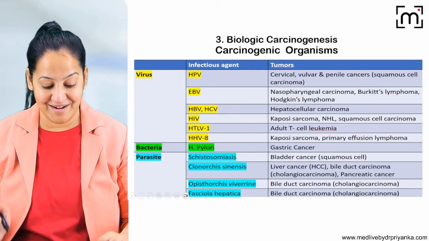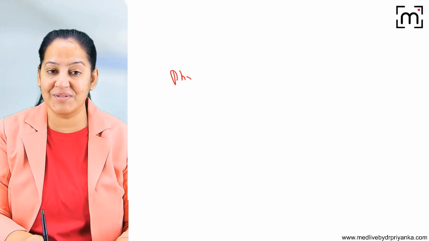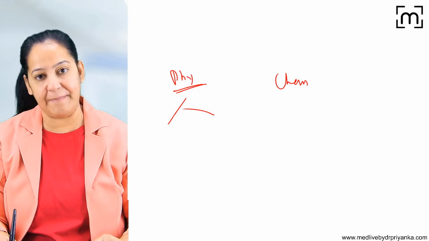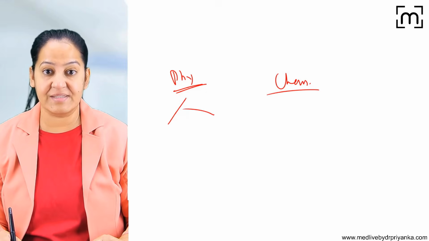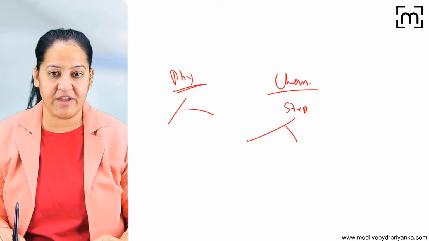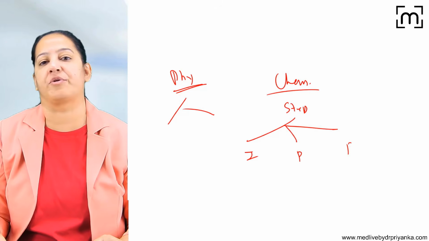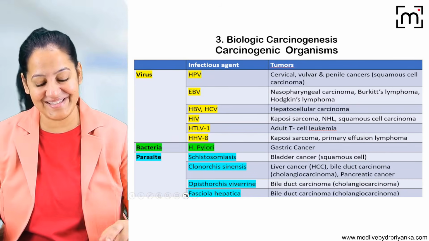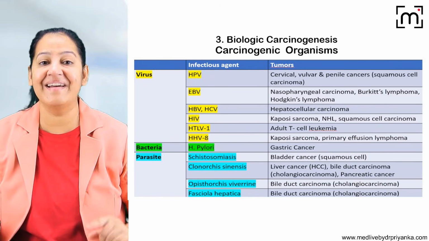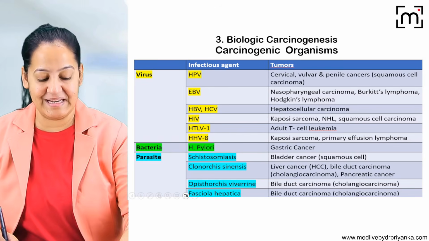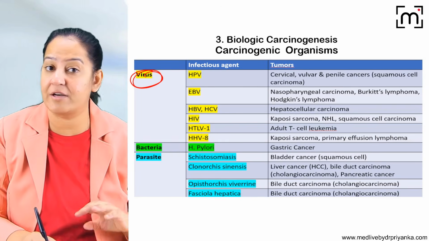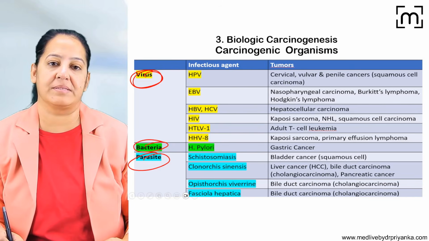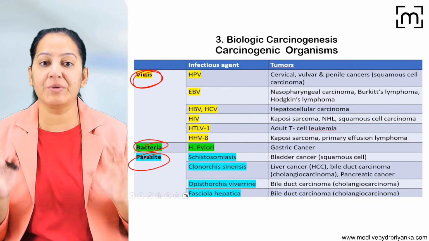So we are done with chemical carcinogenesis. We are done with physical carcinogenesis, in which I have discussed the radiations, UV and IR. We have discussed chemical carcinogenesis, in which I have discussed the 3 steps: initiation, promotion, progression. And finally, I'm coming to the last, biological carcinogenesis. So let's start biological carcinogenesis. In biological carcinogenesis, basically we have certain viruses that cause cancer, certain bacteria which cause cancer, and certain parasites which cause cancer. So first of all, I want you to learn this list.